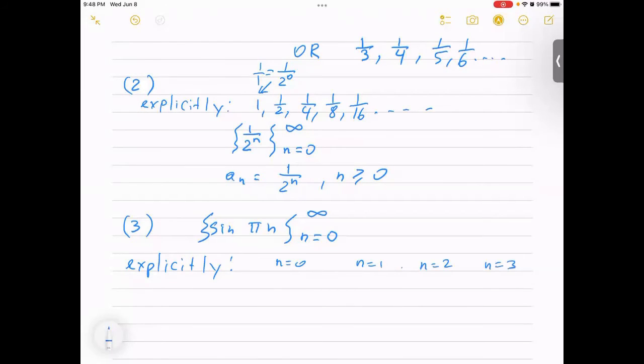When n equals to 0, we're going to get sine of 0, which is 0. When n equals to 1, we're going to get sine of pi, which is 0. When n equals to 2, we're going to get sine of 2 pi, which is 0, and so on. So you see what we actually have is a bunch of zeros. If you like, you can write it one more time, and you can clearly see what kind of sequence we're talking about.